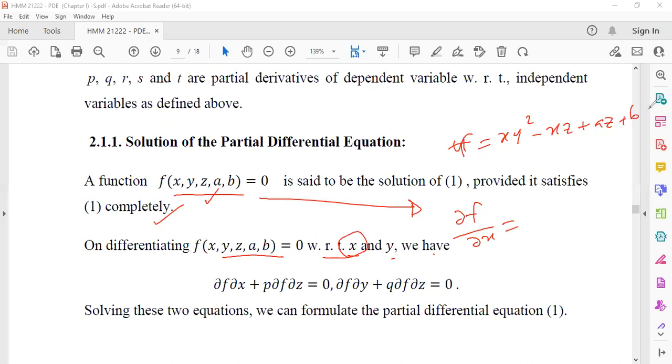A and B are constants, or y, like that. So if I am taking ∂f/∂x, what will you get? I'll take the other element as fixed, so I'll get y squared minus z. But here you can't take only z.